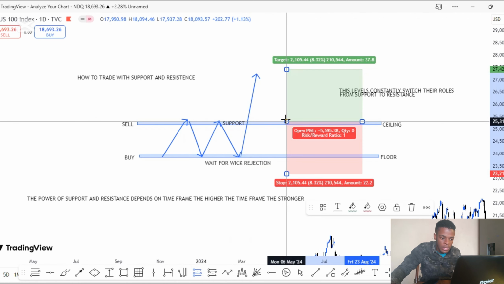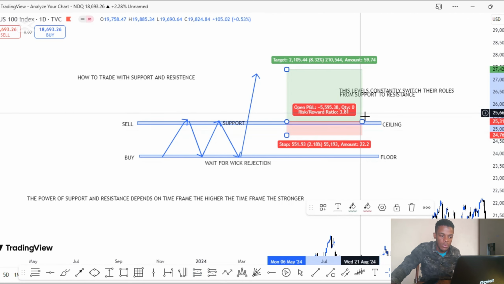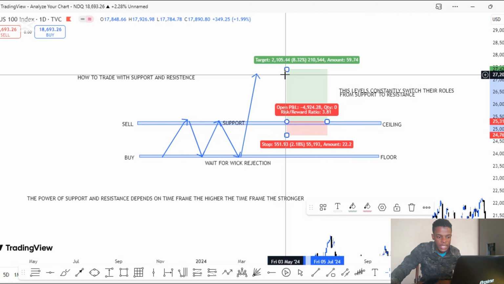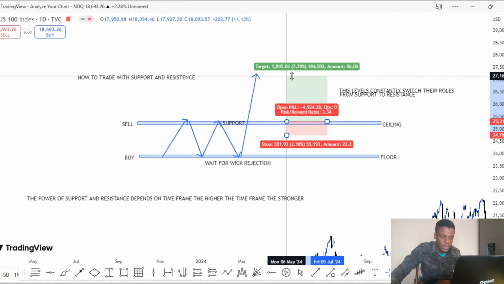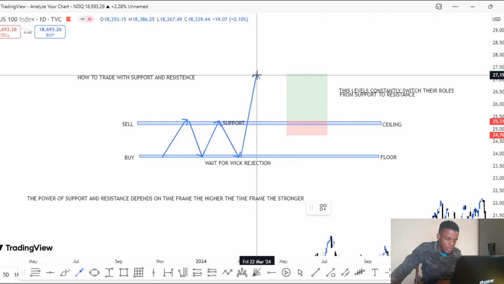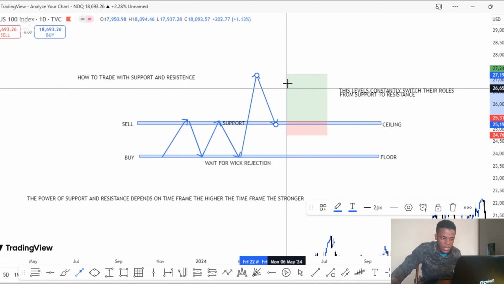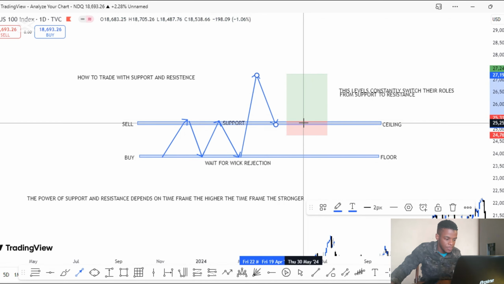You can wait for the market to come back to your support again. What you're gonna do when the market comes to your support, you're gonna enter. Then the market will do what? It will come to your support, as we say. Then when the market comes to your support, you're gonna enter exactly there.